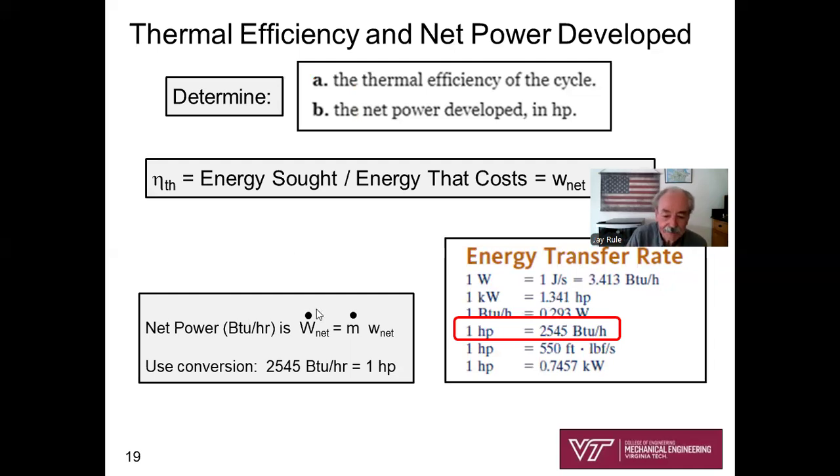Oh, and one reminder is, I think the problem said, what's the net output power in horsepower? So we're going to look up this conversion factor in your textbook. 1 horsepower is 2,545 BTUs per hour. So that is a conversion that you're going to write down on your solution. In fact, that's something that good mechanical engineers have in their heads. 2,545 BTUs per hour equals 1 horsepower.